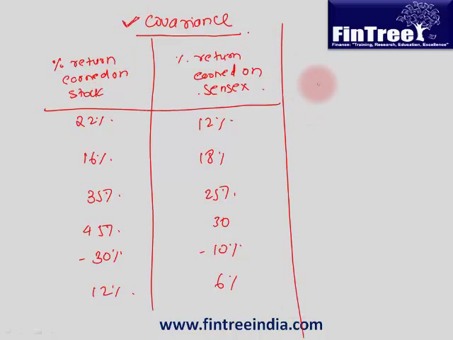So how do you calculate covariance? Summation of X minus X bar multiplied by Y minus Y bar, divided by N. So write down the formula. Done writing? Start calculating quickly. Calculate the mean, calculate X minus X bar, then calculate Y minus Y bar, and then multiply the values and add them up. So this should be summation.